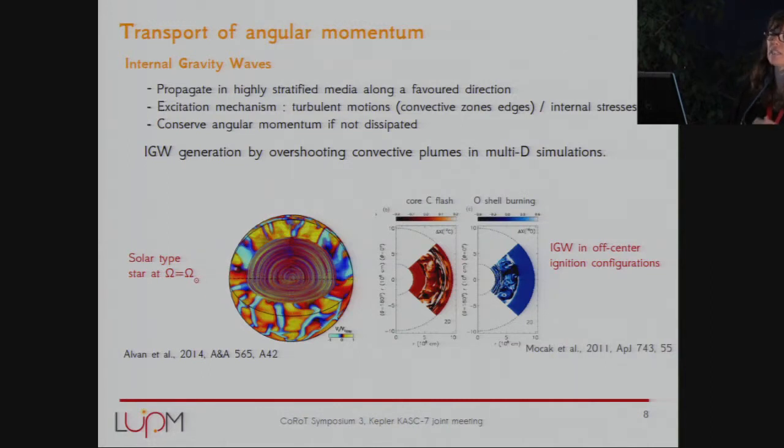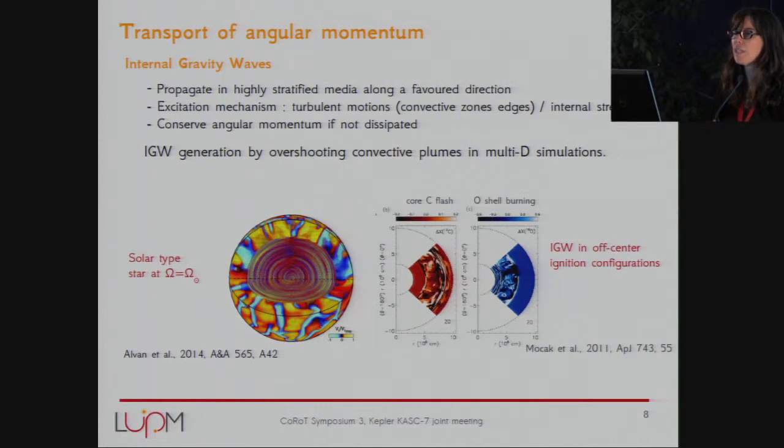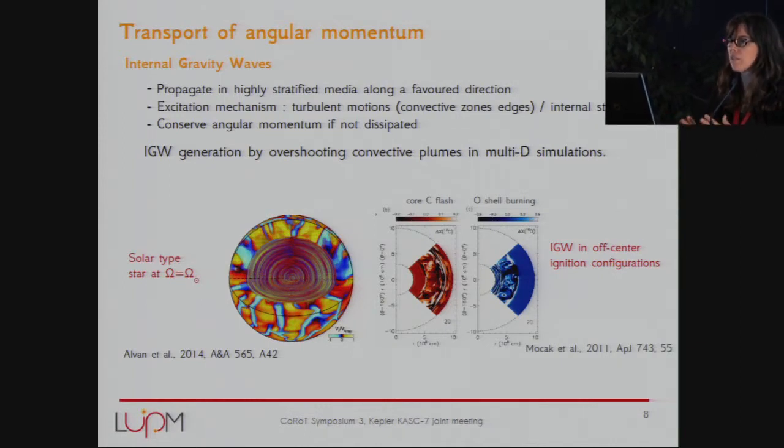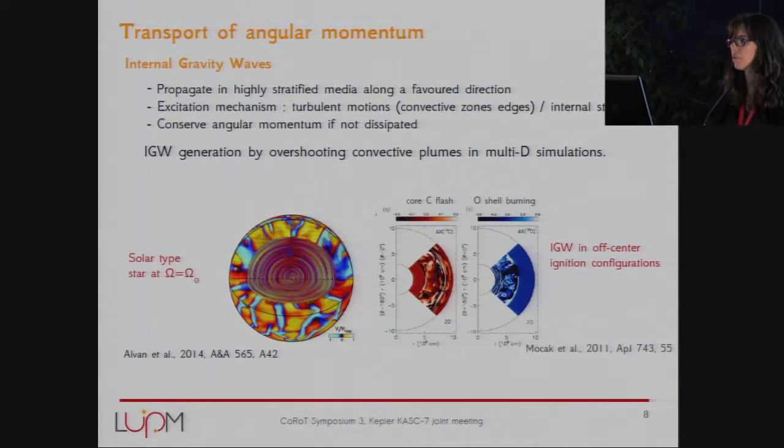But we expect that in differentially rotating media, there will be a filtering of prograde and retrograde waves that will lead to an uneven balance between these two families of waves, and then you will have either a net extraction of angular momentum or a deposition of angular momentum. For these internal gravity waves, we have some analytical and theoretical work to include them in stellar evolution codes. I will show you in the next slide.